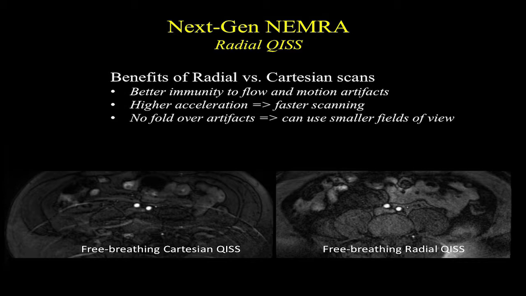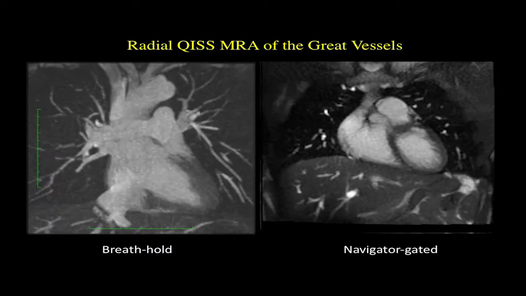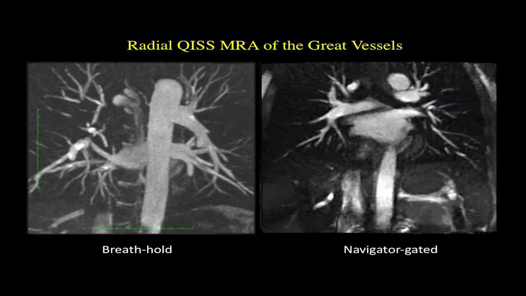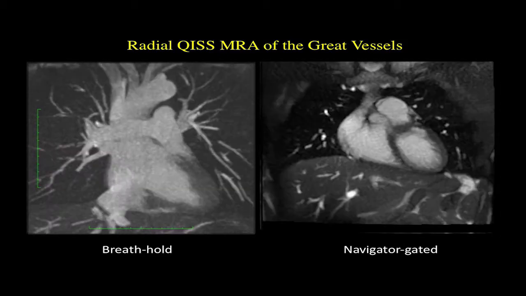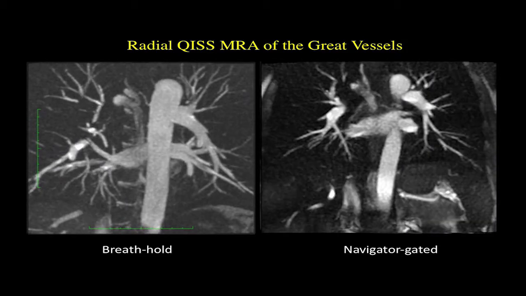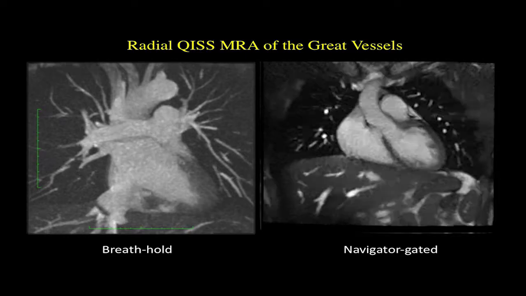We've switched now from Cartesian to radial for most of our work because, as you can see, radial is much less sensitive to motion. It gives you much more flexibility. We get excellent demonstration, for instance, in a single breath hold of the pulmonary arteries and veins. Same with navigator free breathing techniques. So we're starting to investigate this, for instance, for patients with pulmonary embolism and as planning for pulmonary vein isolation.